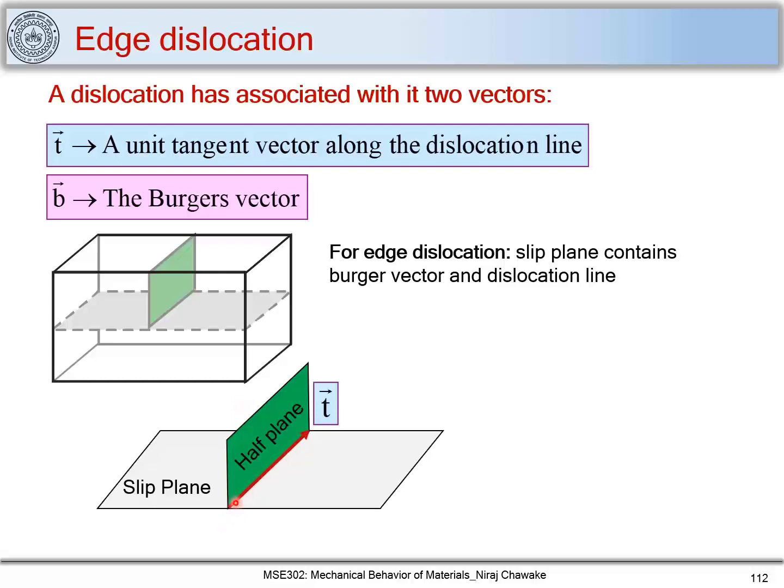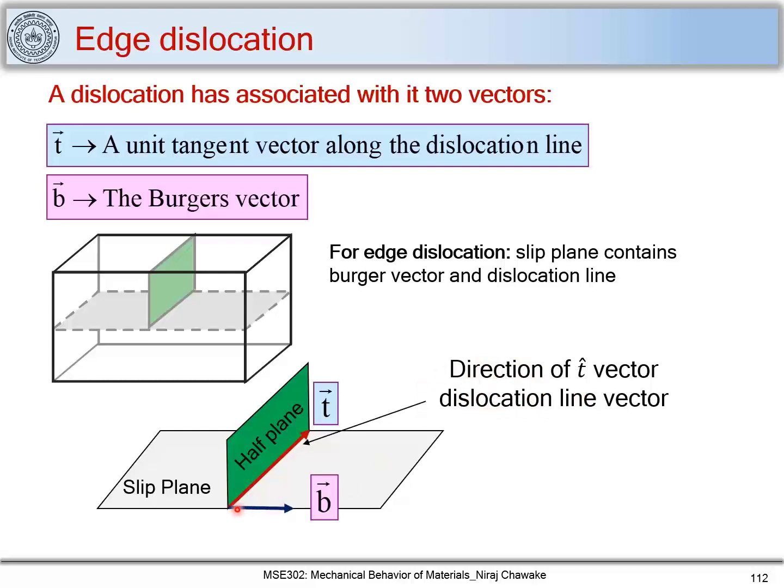This line is called a dislocation line, and this is represented by a vector called vector T, which is nothing but a tangent vector along the dislocation line. So this is a dislocation line, and this is a unit vector along this dislocation line called a tangent vector, and this gives the direction of the dislocation line vector. And we have a Burgers vector which I have marked in this fashion. So this is denoted by B, and this gives the direction of the Burgers vector or a displacement vector. So B identifies what is a displacement vector.